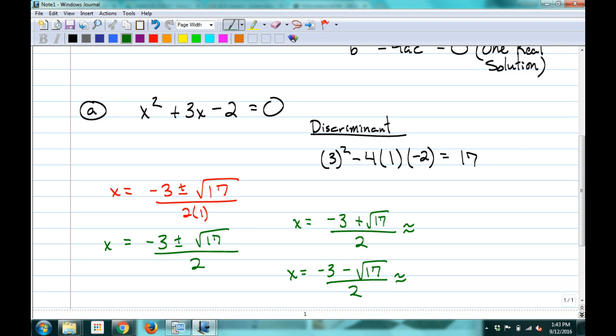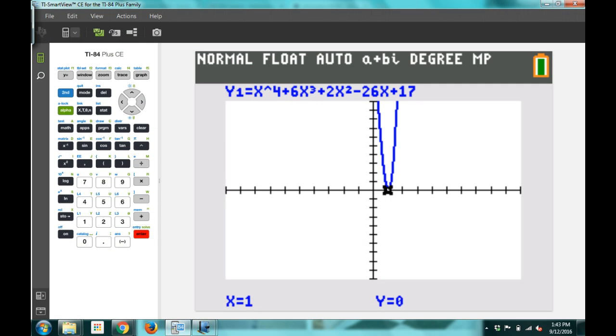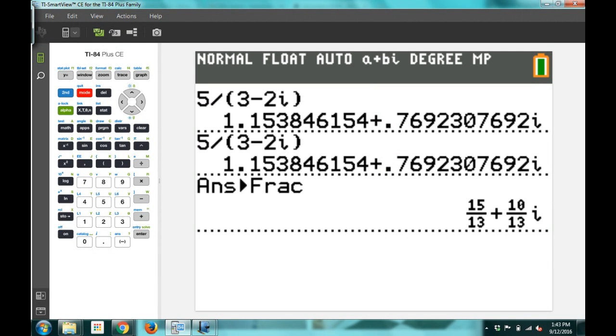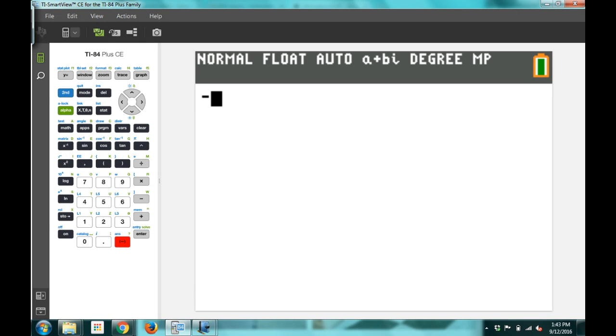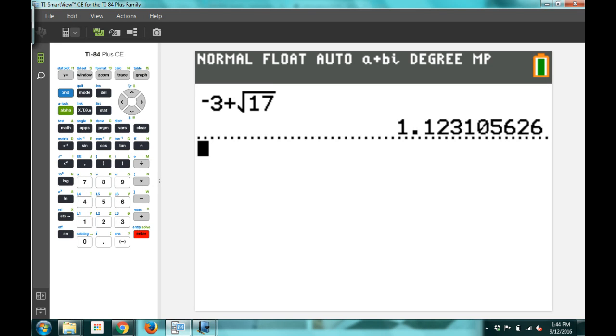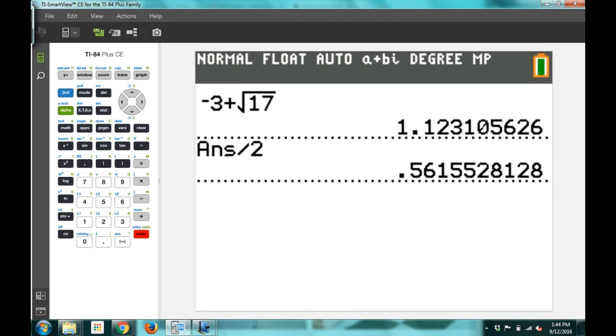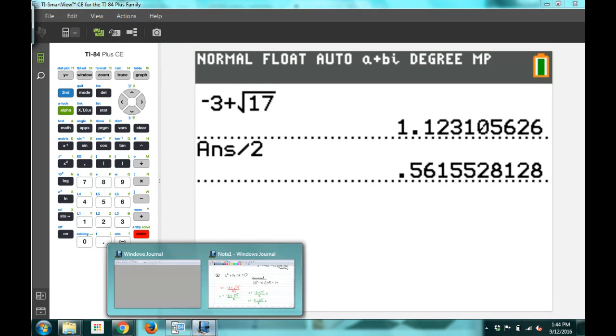So let's get those decimal approximations, just to get the practice doing it. It's not entirely difficult to do. Let me get to the regular calculator screen. I just want to type in negative 3 plus the square root of 17 divided by 2. I did the plus and I get positive 0.56 if we go 2 decimal places.